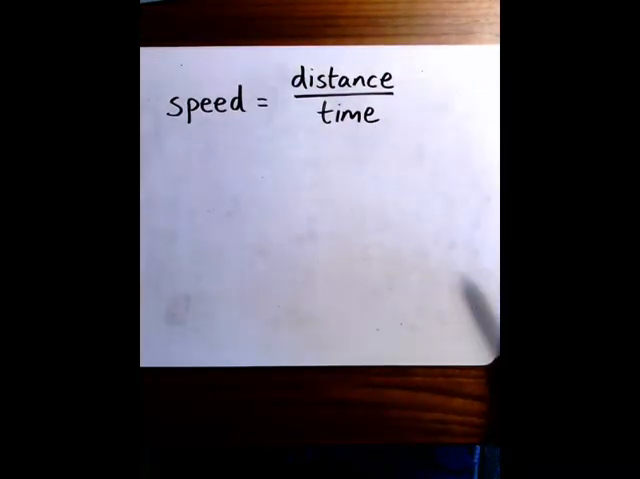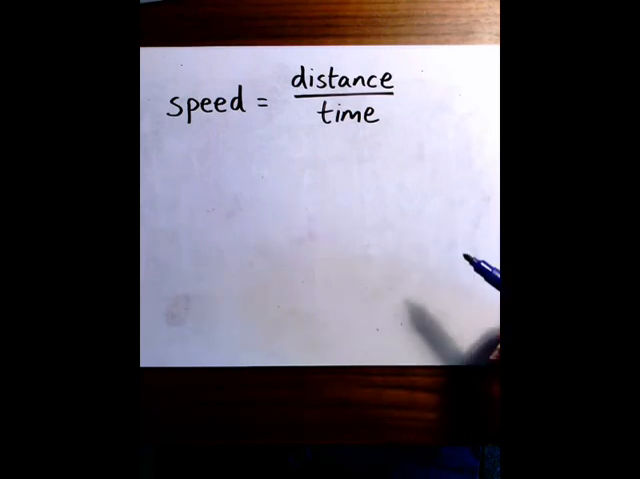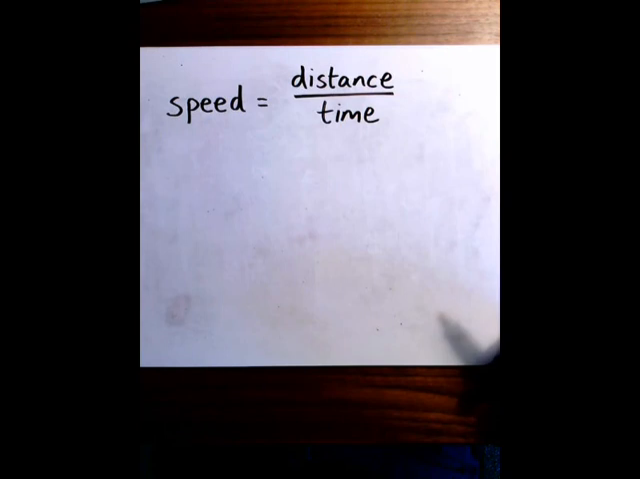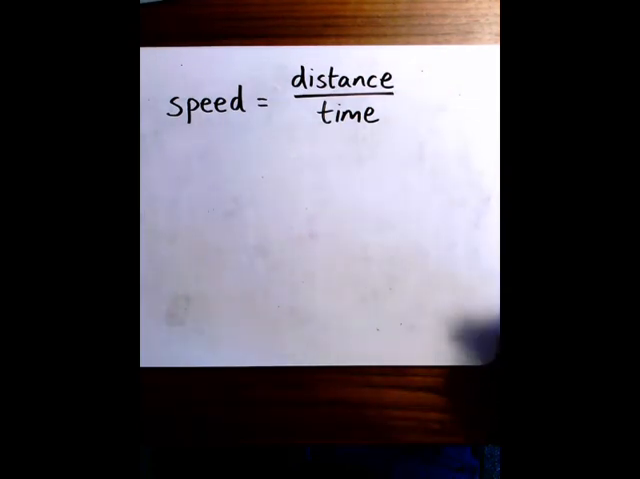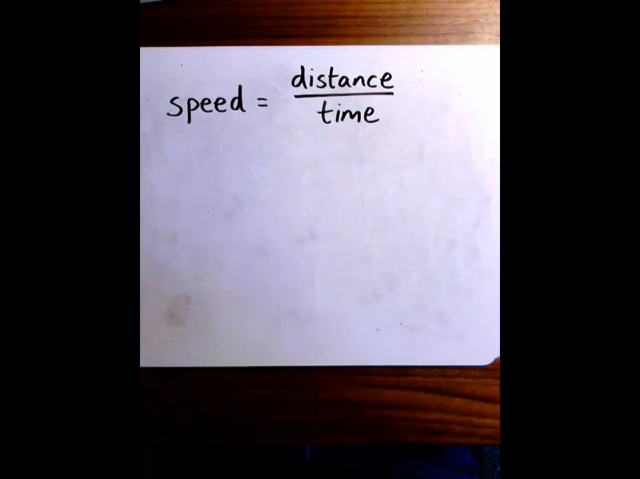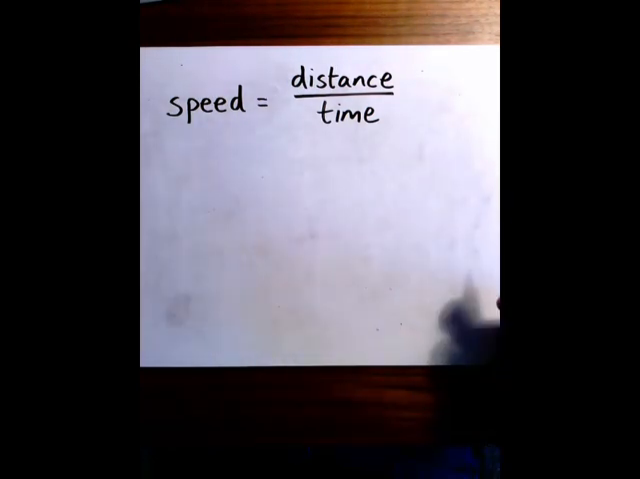Now, importantly, what we're going to do today is calculate what's called average speed. That's the speed that you take over an average time, not taking into account that you might speed up or slow down within your journey, or maybe even stop within your journey.